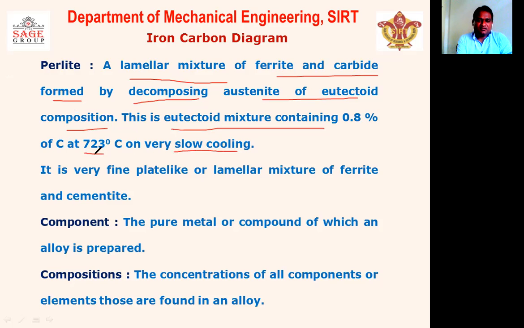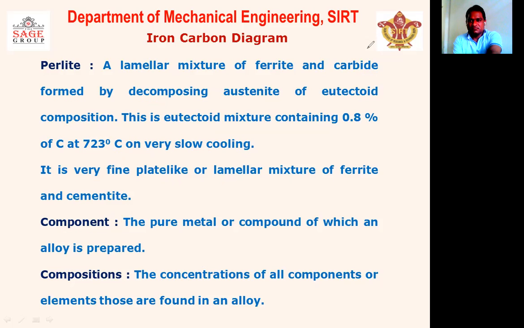In the previous diagram, this temperature was taken as 738 degrees Celsius. So, dear students, I have already told you, I am repeating the same thing: the temperature values and the weight percentage of carbon can vary within a small range, so remember any one value. It is a very fine plate-like laminar mixture of ferrite and cementite. Components and compositions we have already discussed in the isomorphous and eutectic phase diagrams. These are the small definitions.